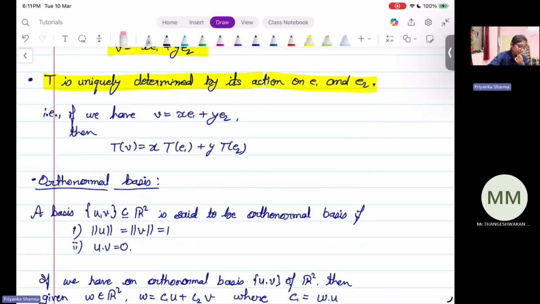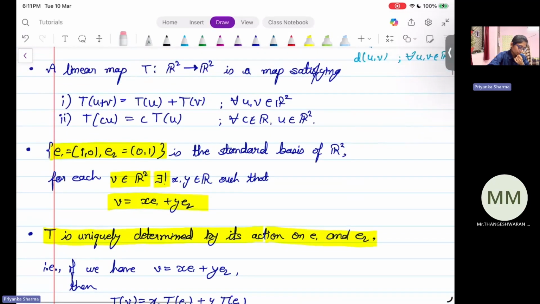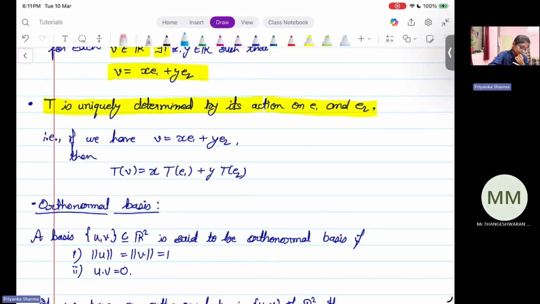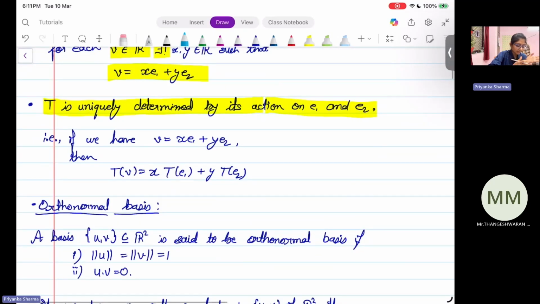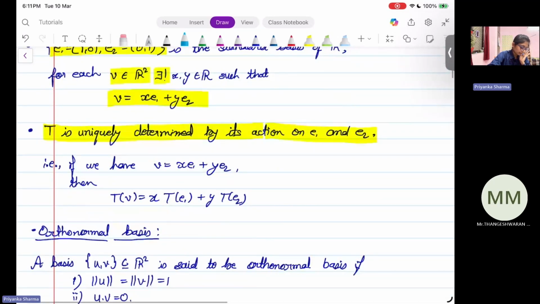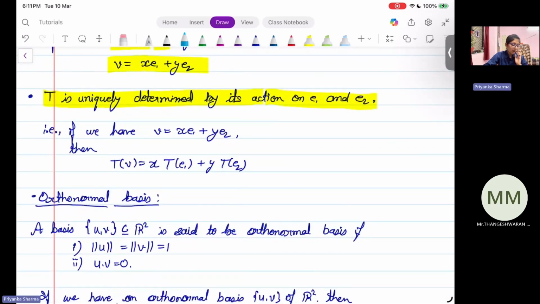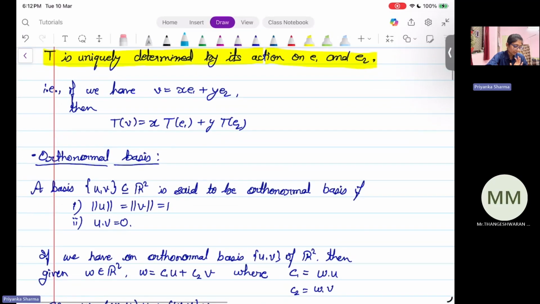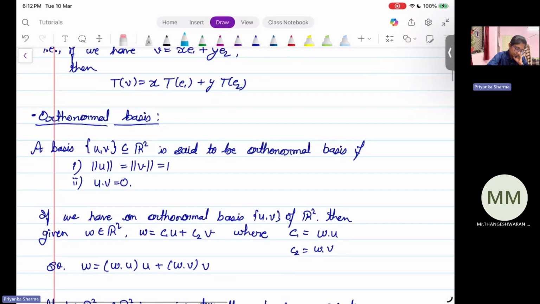Here actually X and Y, these are coming from R. So we can apply this second property, and to separate the action of T on E1 and E2, we can use the first property. So if we know how a linear map T transforms E1 and E2, then we can find its definition, we can find its form for every element of R square.